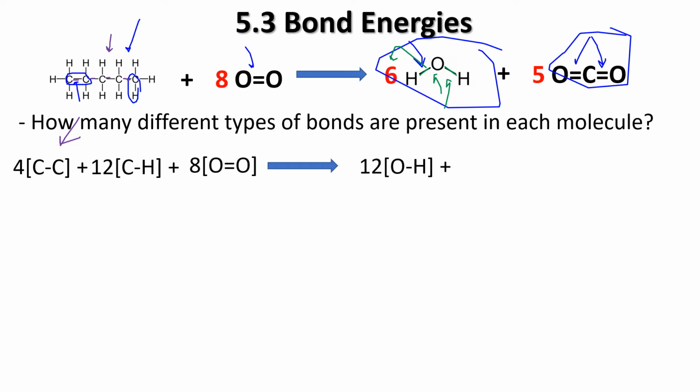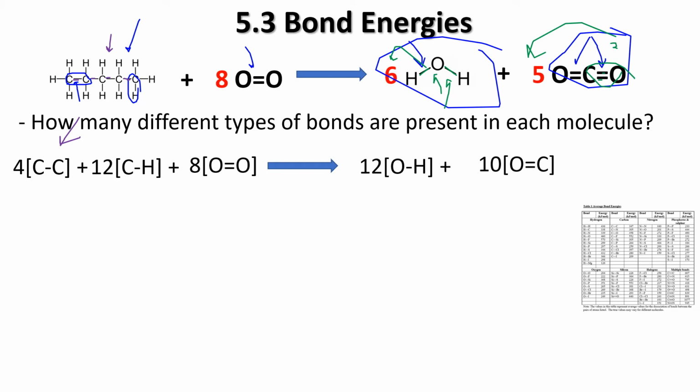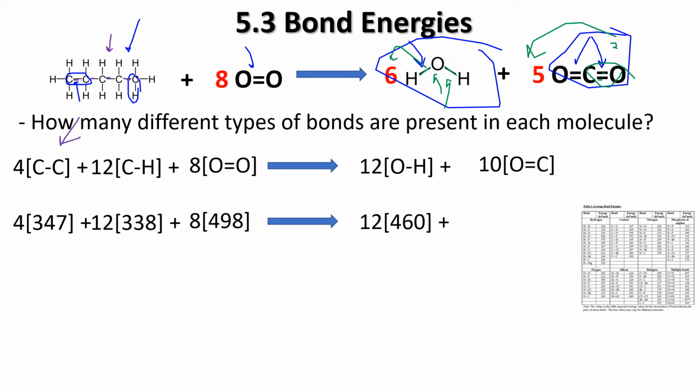And the same thing applies over here. We've got a couple of oxygen-carbon double bonds, 2 per molecule, 5 molecules. That makes 10. Okay, so now is where we get out this table here and we start to look up the different values and just simply substitute them in. So a carbon-carbon bond is worth 347. There's 4 of them. A carbon-hydrogen is 338. We've got 498 for the oxygen double bond and 460 for the OH bond and 745.